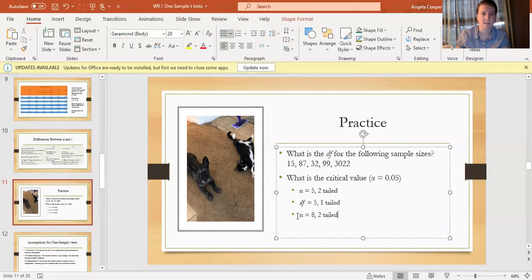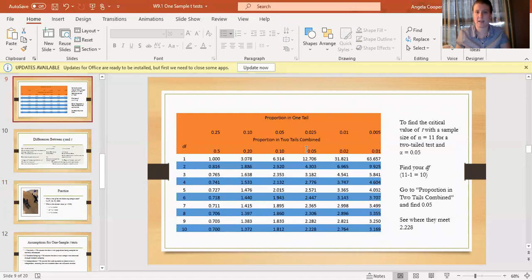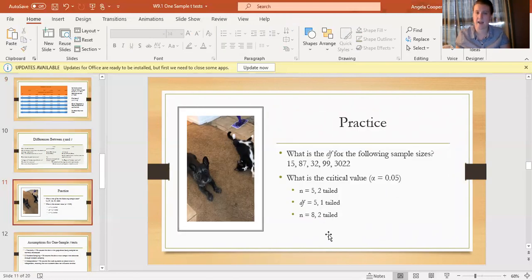Lastly, sample size of 8. Before we go to the table, we have to convert that to degrees of freedom. So just n minus 1. 8 minus 1 is 7, and it's a two-tailed test with an alpha set at 0.05. So we keep looking in this column, at degrees of freedom of 7. So our critical values are plus minus 2.365. That is the critical values for all of these. And that's how you read a t-table.